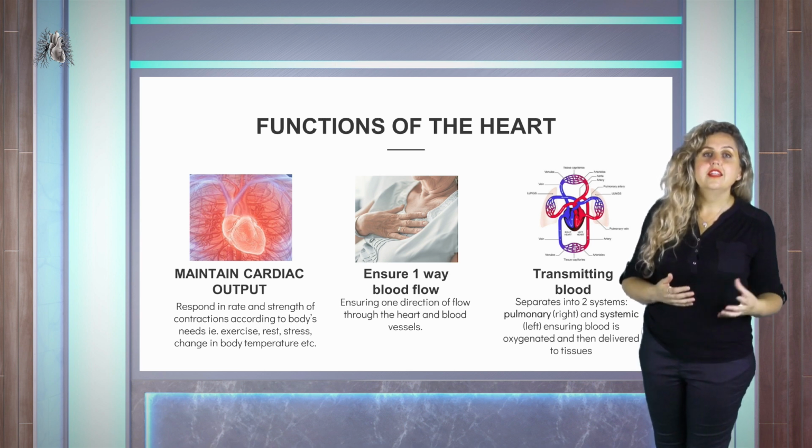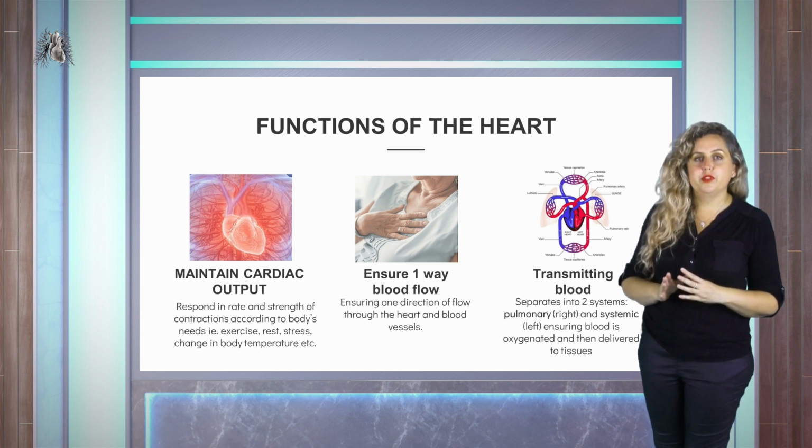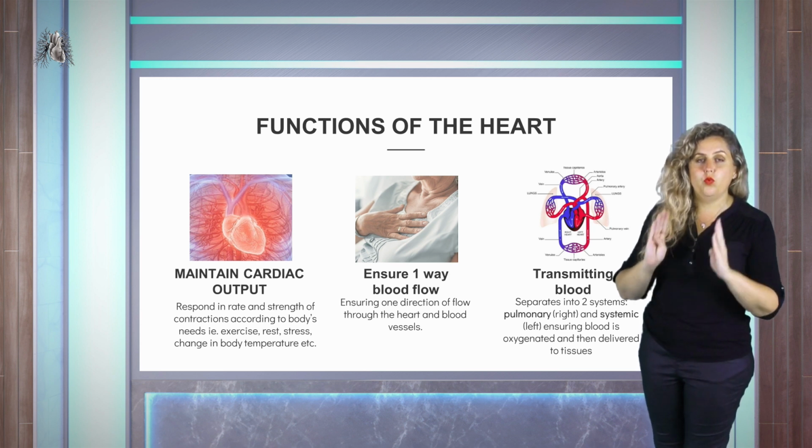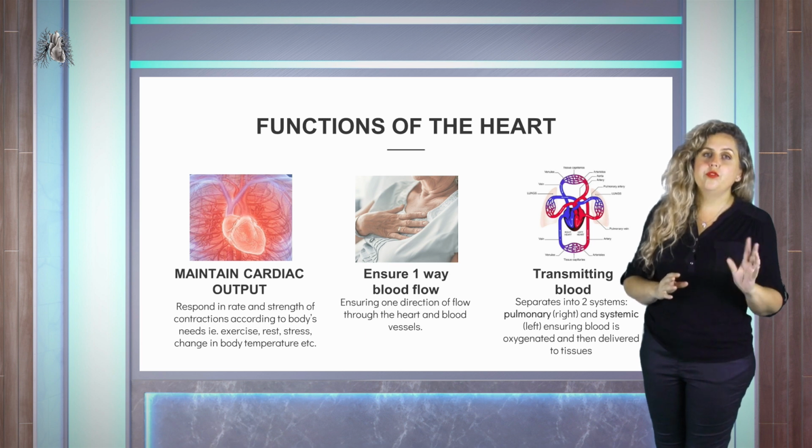The second one is ensuring a one-way blood flow. For everything to work properly, blood can't reverse, it can't backflow into your lungs or other organs. It needs to travel in one direction, and we'll go through the valves which are responsible for this.